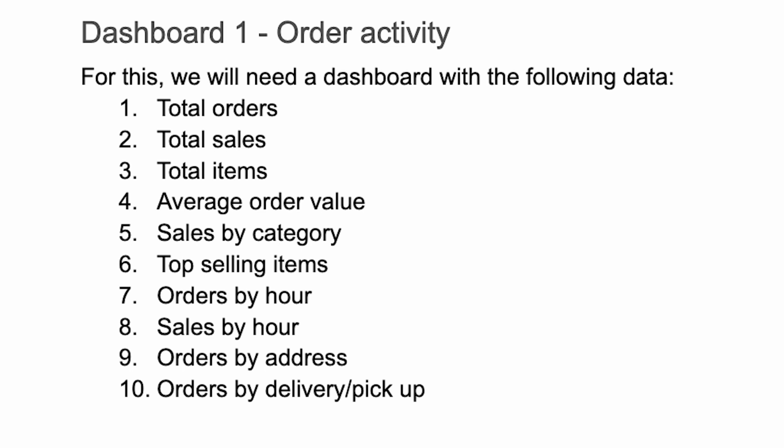Total orders, total sales, total items, average order value, sales by category, top selling items, orders by hour, sales by hour, orders by address in a map, and orders by delivery and pickup.